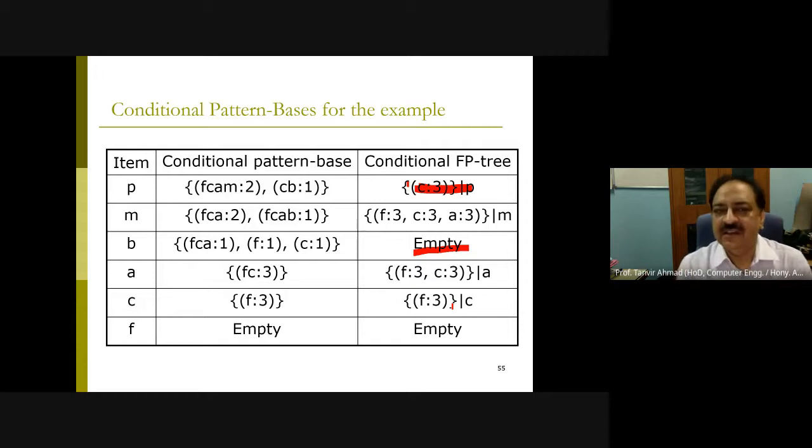Are you getting it? From P, I get CP, which is frequent. From M, I get FM, CM, AM, FCM, CAM, and FAM, and FCAM. From B, I will not get anything. From A, I get FA, CA, and FCA. From C, I get FC. And these are the frequent patterns that generate from the tree.